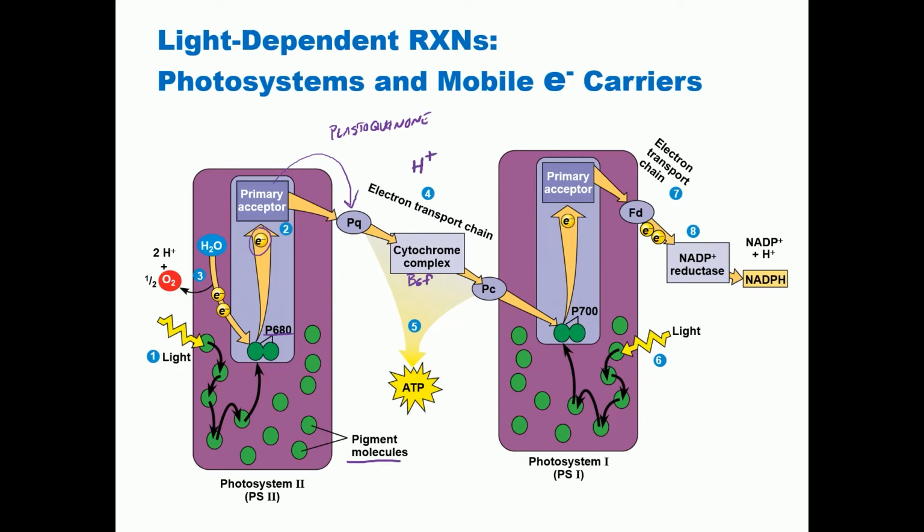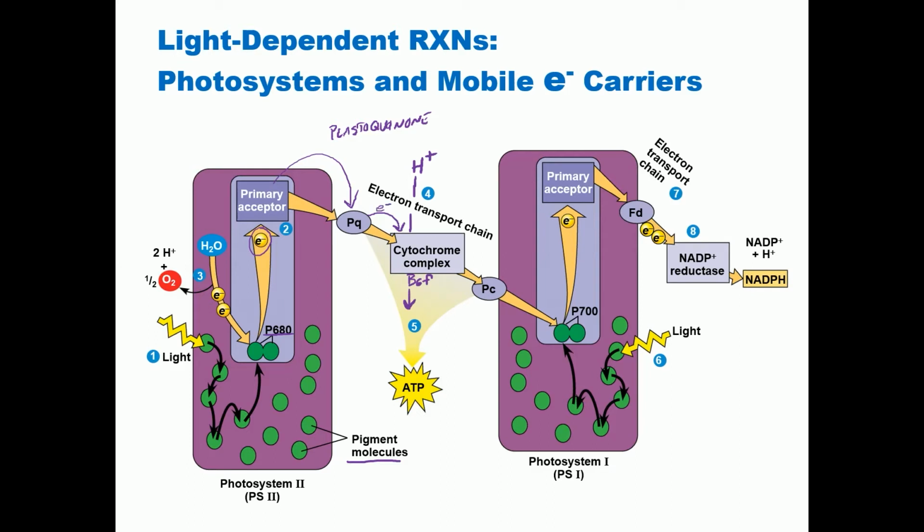Cytochrome B6F is a pump. It pumps protons, hydrogen ions, into the lumen. So it pumps them from the stroma of the chloroplast into the thylakoid space. So it pumps things into the thylakoid. And that fills up the thylakoid with positive charge as it goes.